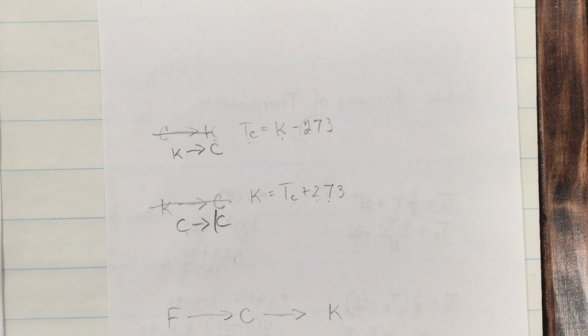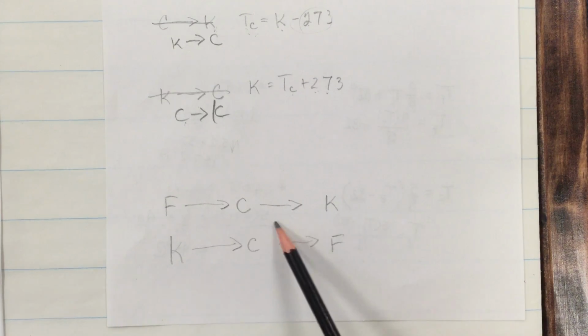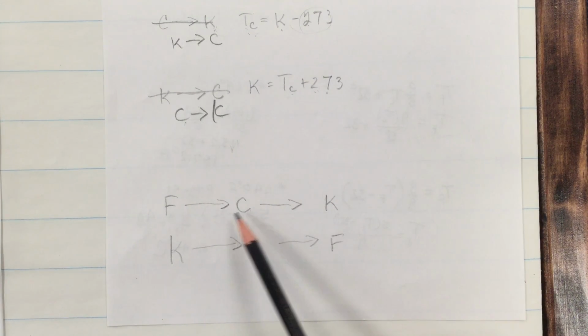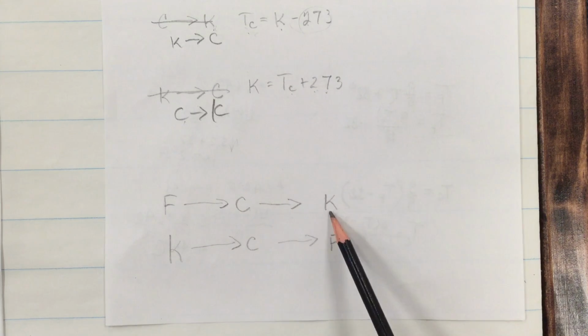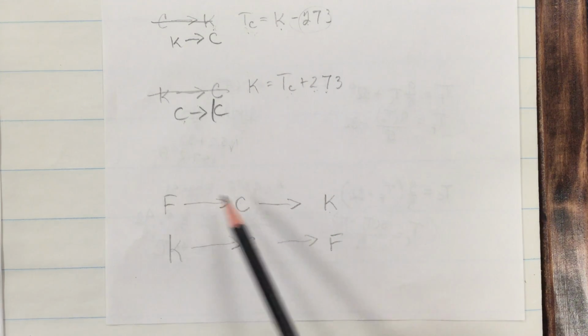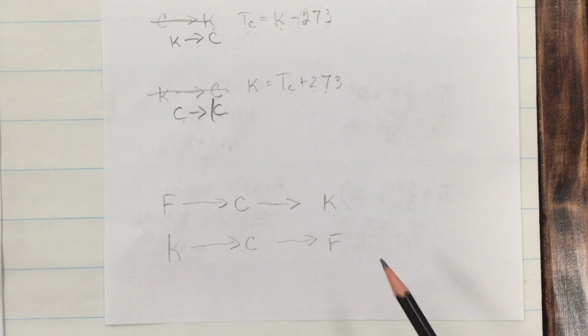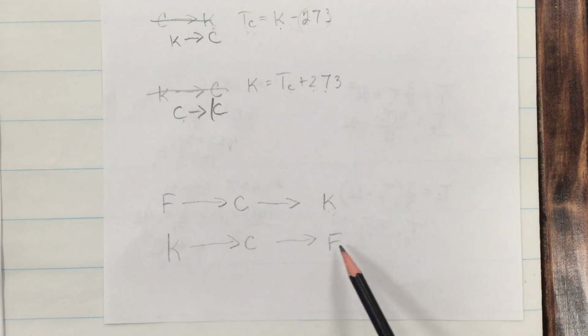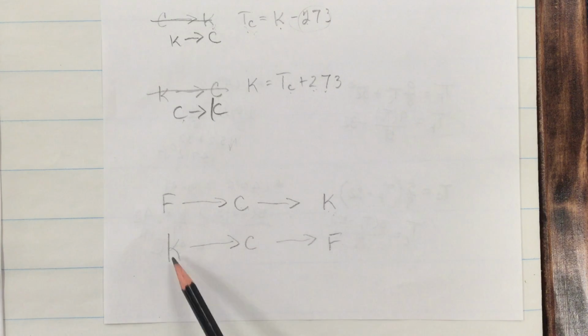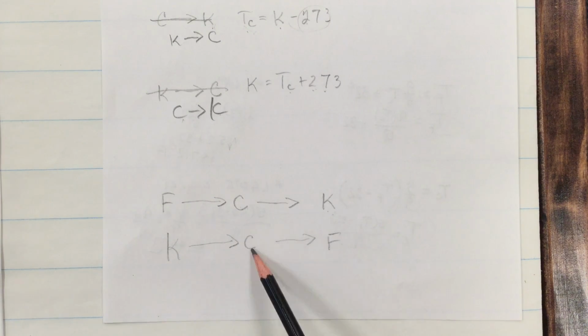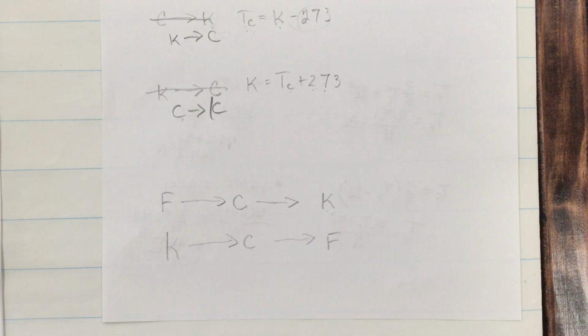Now, there's no conversion from Kelvin to Fahrenheit. What we have to do is go through centigrade. So if we want to go from Fahrenheit to Kelvin, we have to go from Fahrenheit to centigrade, centigrade to Kelvin. So we have to do two different calculations. Same thing going from Kelvin to Fahrenheit. We have to go from Kelvin to centigrade, from centigrade to Fahrenheit. So we have to do two there, no matter what.